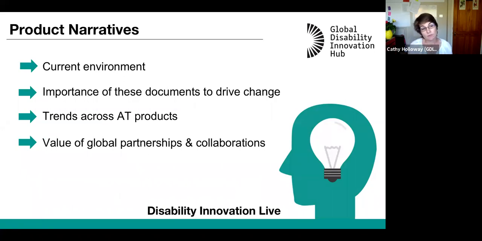So the current environment changes. We're doing the one for digital communication aids at the moment, and of course that space changes even more rapidly. We hope that you also see the importance of these documents, the value to drive change, and that they look at trends across the AT products. And more than anything else, I think they demonstrate the value of global partnerships and collaborations.